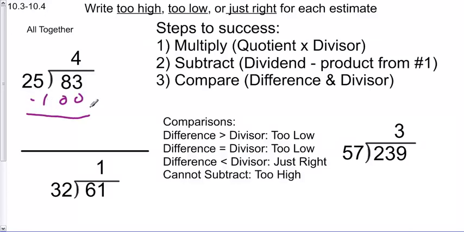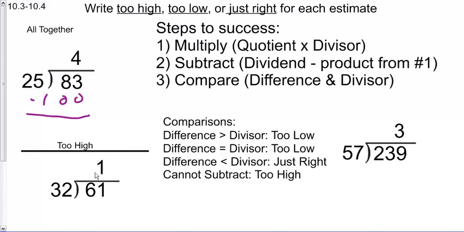Now, what do I do here? Well, I look. Can I subtract 83 minus 100? No, I cannot. So that means that 4 is too high. On the line below, I'm just going to write too high. Okay. Let's do another one together.